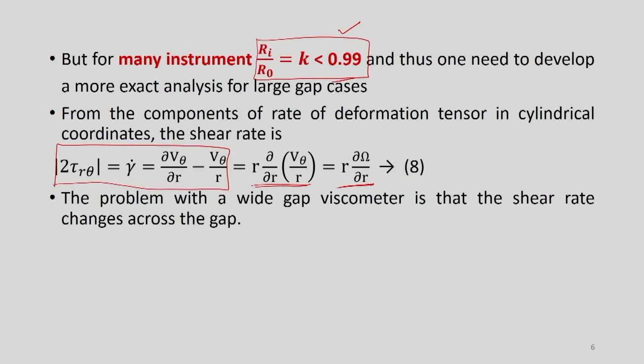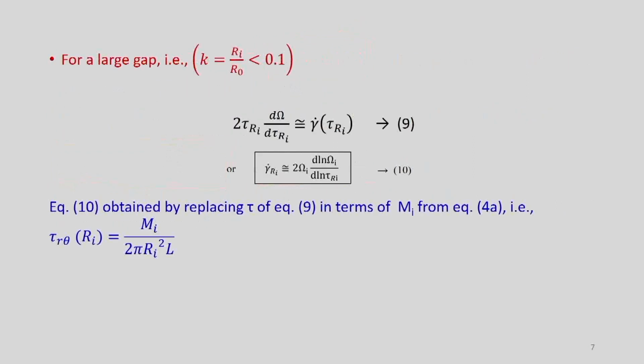After doing some simplifications, we get the shear rate expression for large gaps, in the sense when K is less than 0.1. That is a very large gap. Under those conditions, when we simplify the expression from the equations of motion and relate them to the angular velocity, we get gamma dot at Ri, at the inner cylinder, approximately equal to 2 omega I d ln omega I by d ln tau r I.